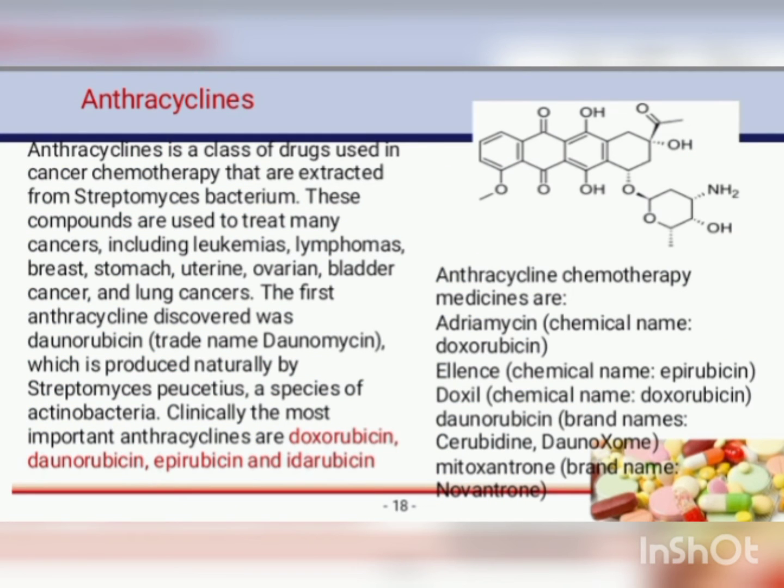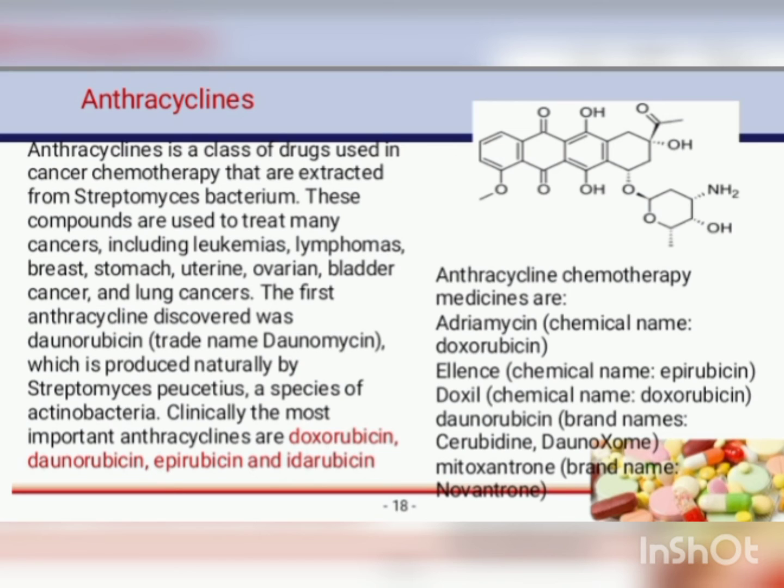Anthracycline is a class of drug used in chemotherapy that is extracted from Streptomyces bacterium. These compounds are used to treat many cancers, including leukemia, lymphoma, breast, stomach, uterine, ovarian, bladder, and lung cancer. The first anthracycline discovered was daunorubicin, trade name Cerubidine, which is produced naturally by Streptomyces peucetius, a species of Actinobacteria.